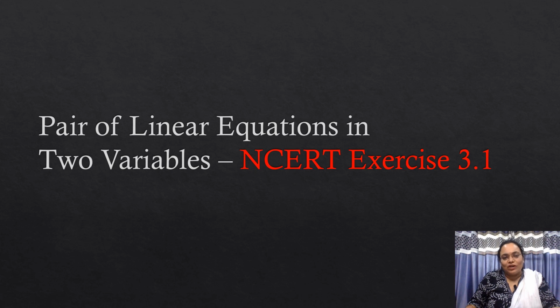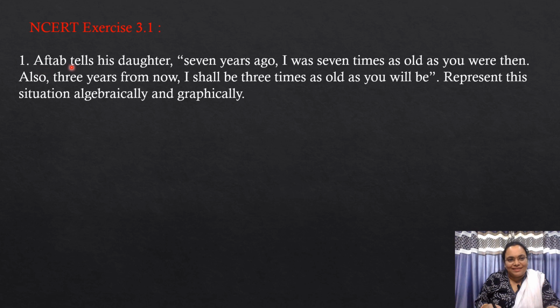Today we will be solving exercise 3.1 from the chapter pair of linear equations in two variables. So the first question is: Aftab tells his daughter, "7 years ago, I was 7 times as old as you were then. Also, 3 years from now, I shall be 3 times as old as you will be." We need to represent the situation algebraically and graphically.